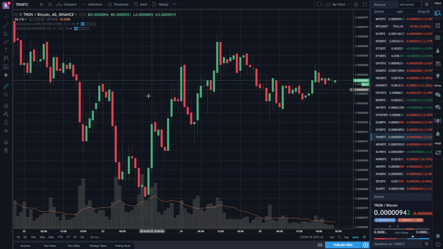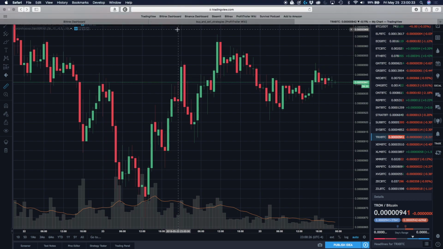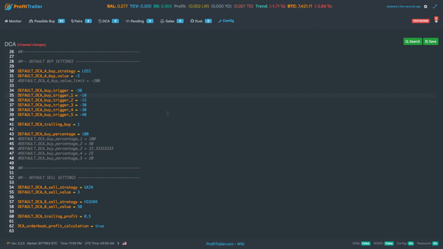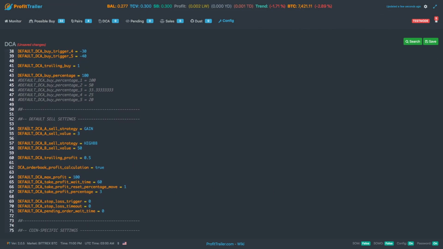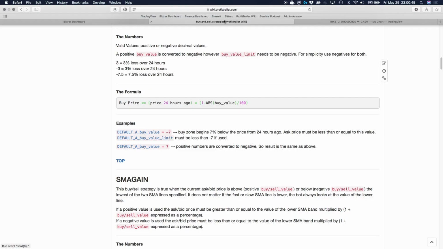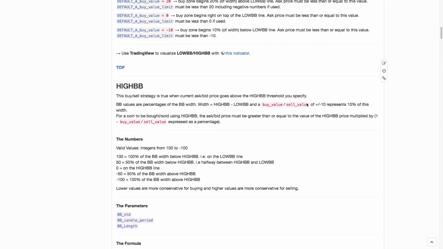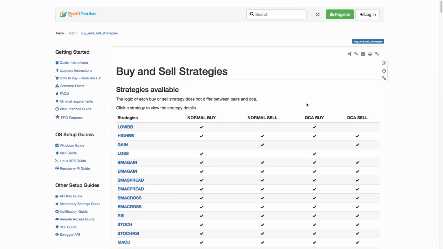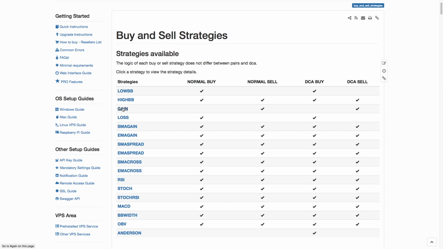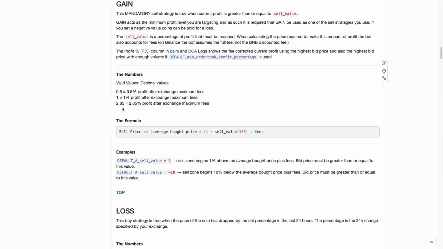Let's go take a look now at the gain selling strategy, because I think this is about all we have for the loss buying strategy. So if we go back over to our pairs config here, I've got gain set up here. Before we get into the setup, actually, let's go back over here to the wiki. And let's go back up to the very top, and we see here gain. Let's click that and go down to, oh, it was right above the loss article.